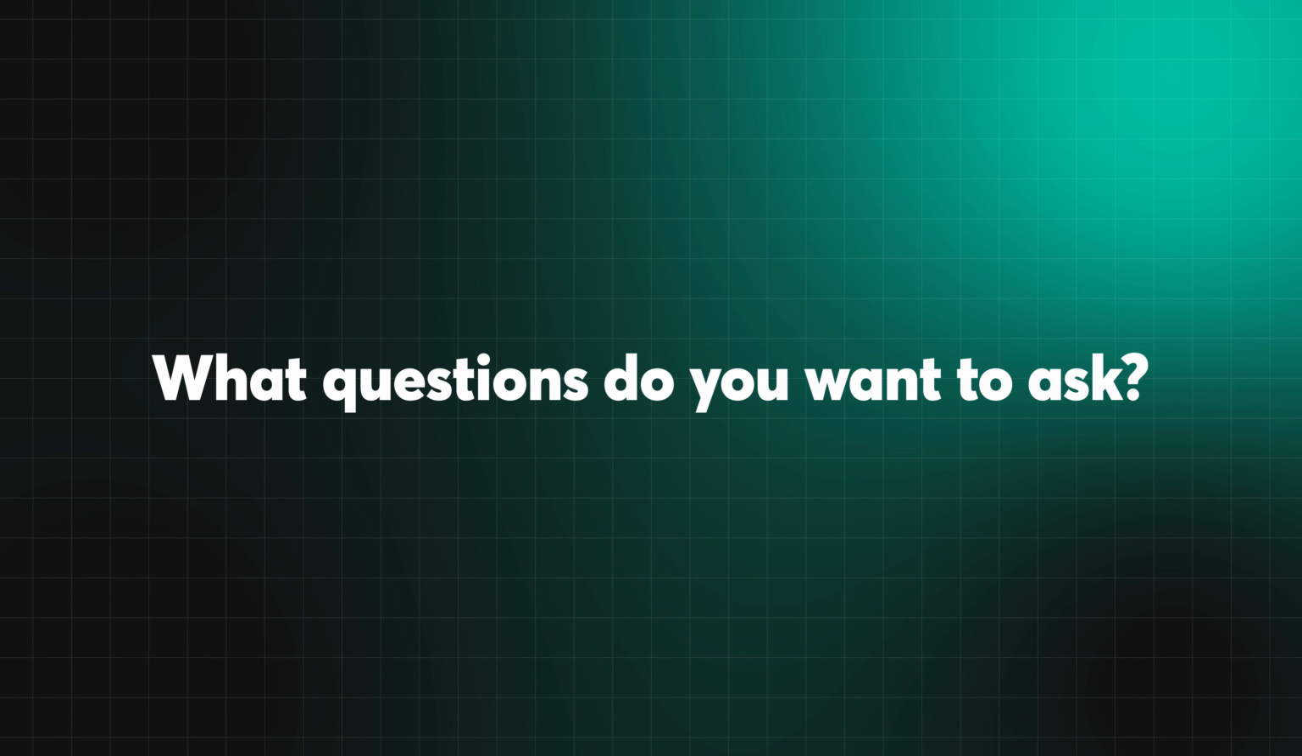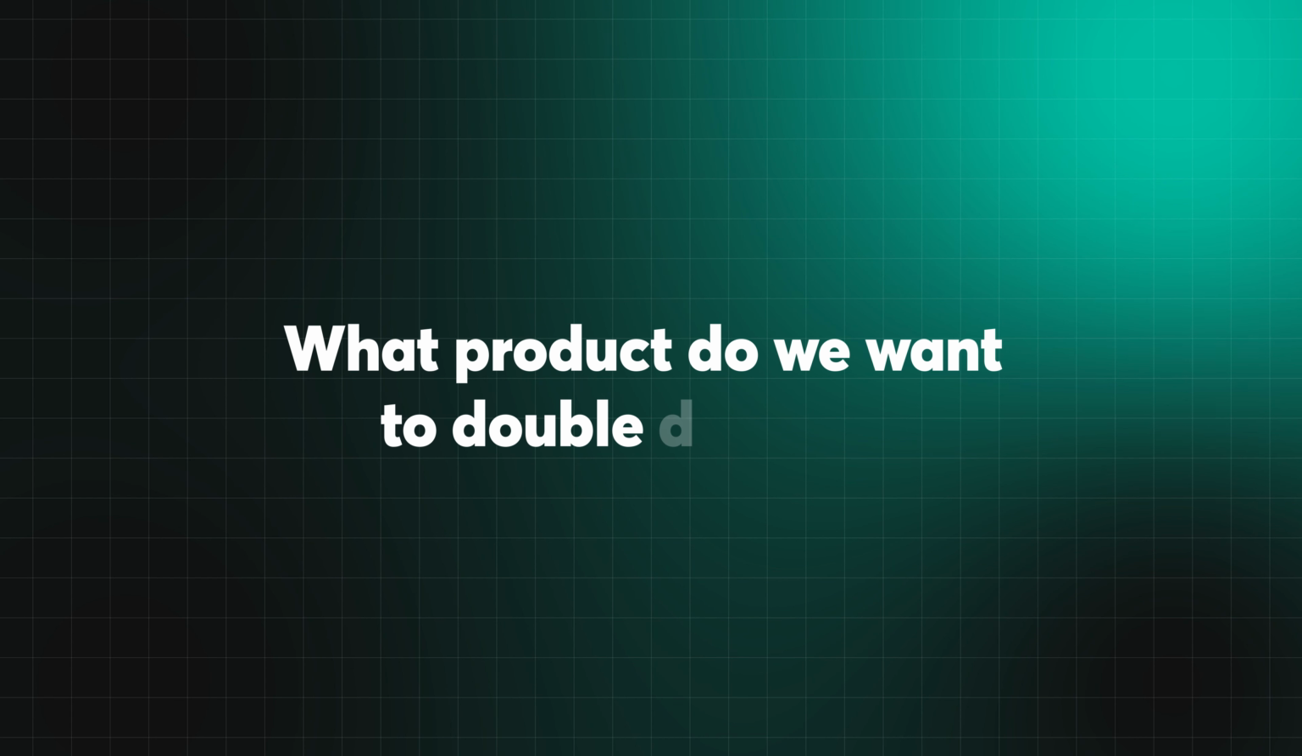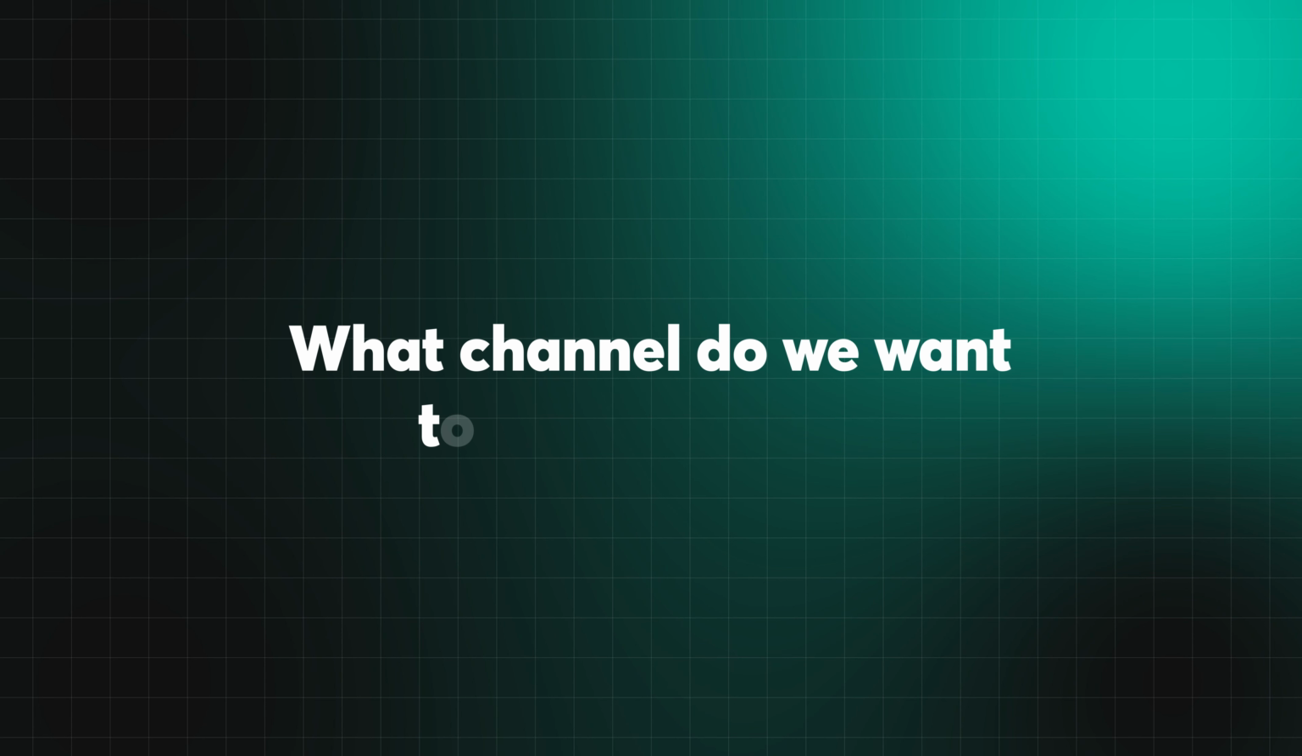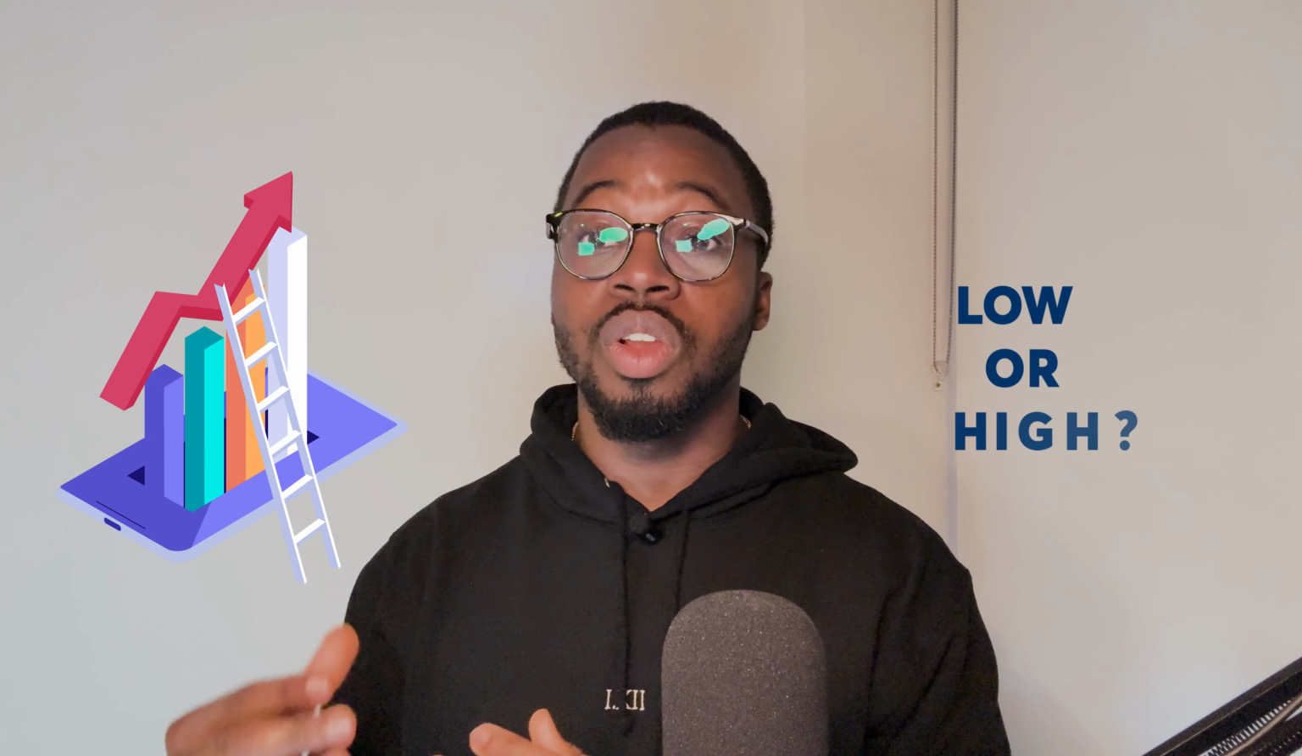The decision is the most important thing you need when thinking about what to make out of your data. So the question here will be, what questions do you want to ask? What do you want to get out of your data at the end of the implementation? One good example would be, what product do we want to double down on? What channel do we want to keep track of? What ad do we want to ramp up? What inventory do we want to keep track of to know when it's low or when it's high?